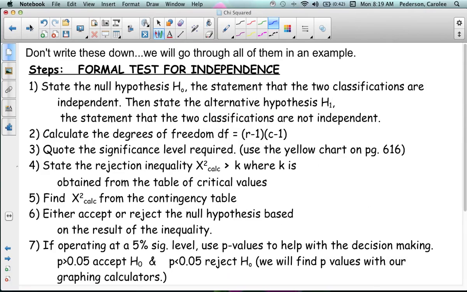Okay, so here are all the steps. Don't write them down. You can pause it if you want to, but we're going to go through these 7 entire steps to test if the variables are independent or dependent.